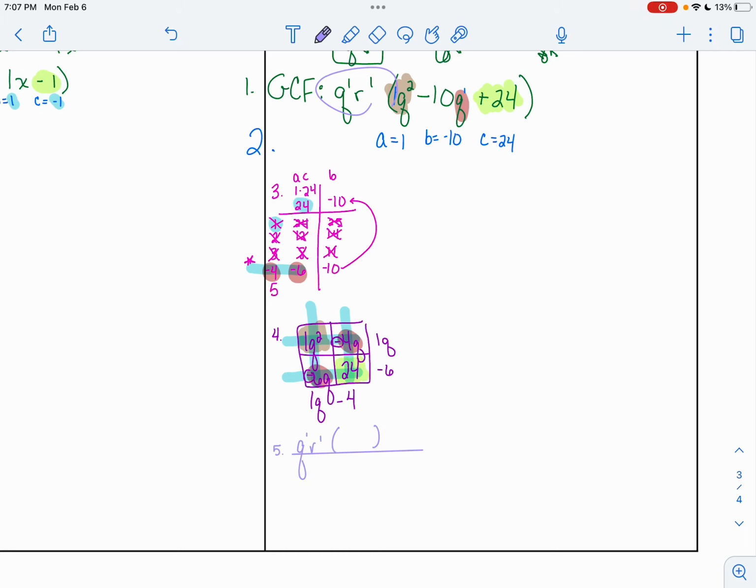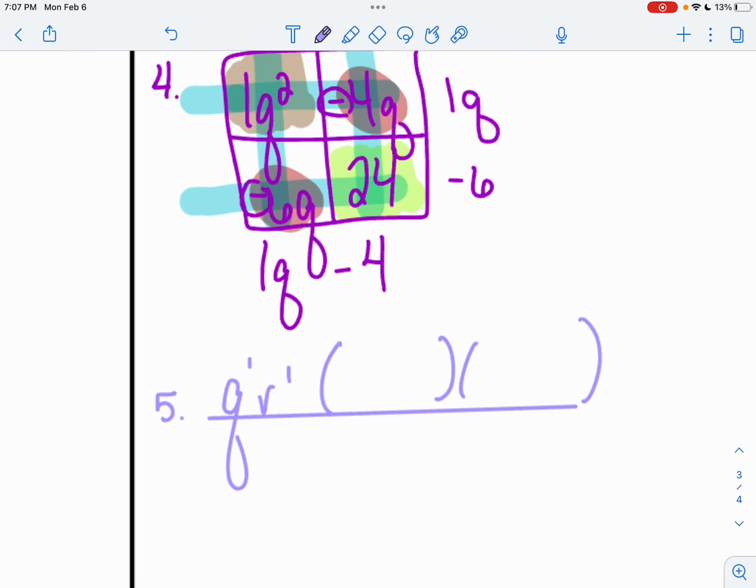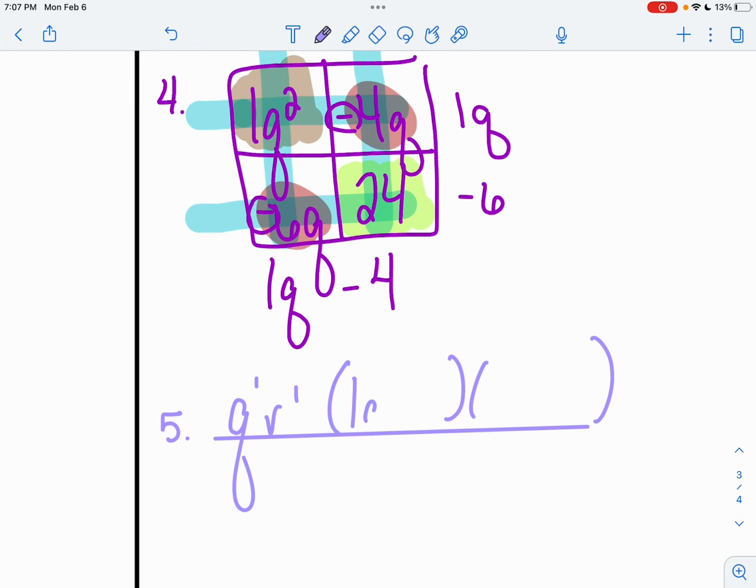And then we write the double binomials that we got from step 4. So you can do 1q minus 4 first, or 1q minus 6 first. Please remember, the keystones will not have the exponents of 1s, and they won't have the coefficients of 1s.